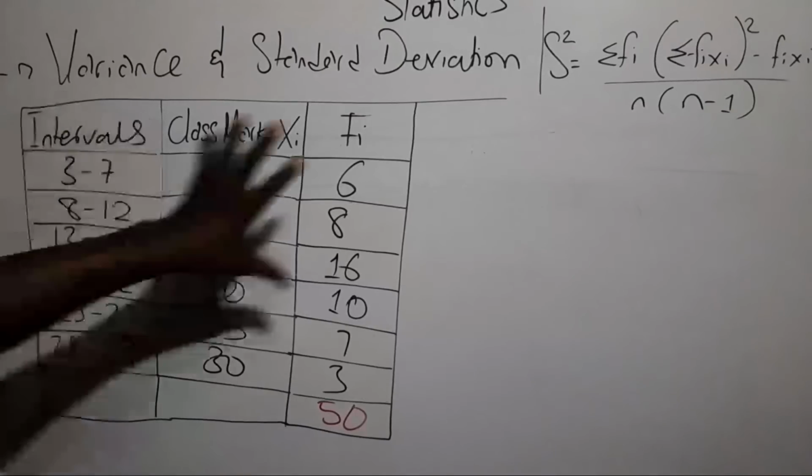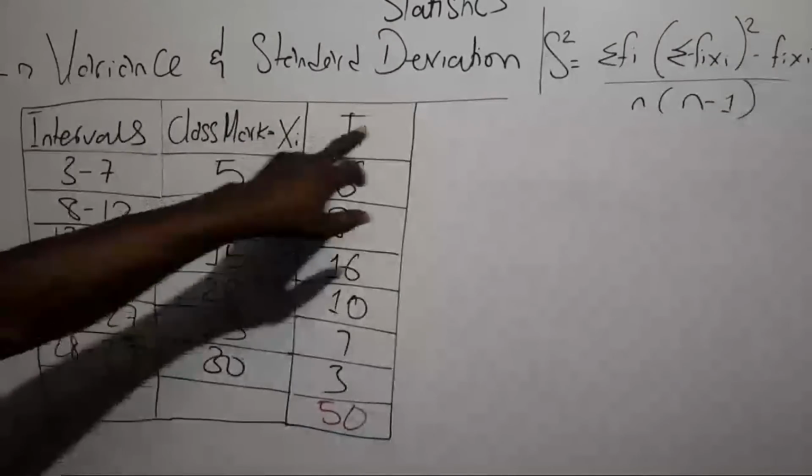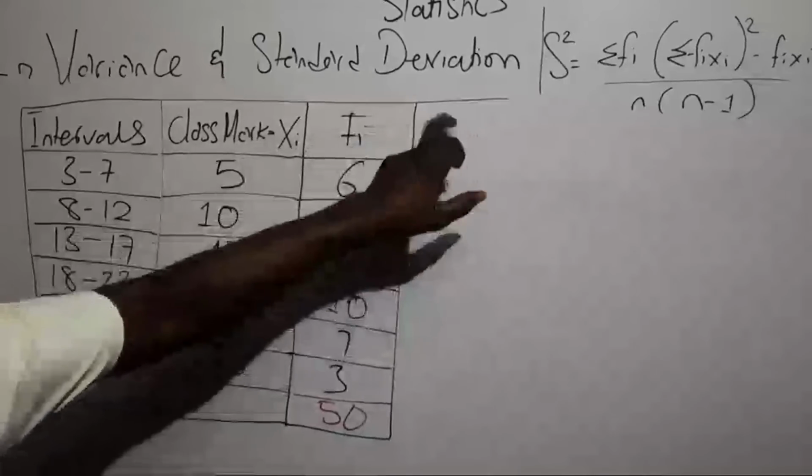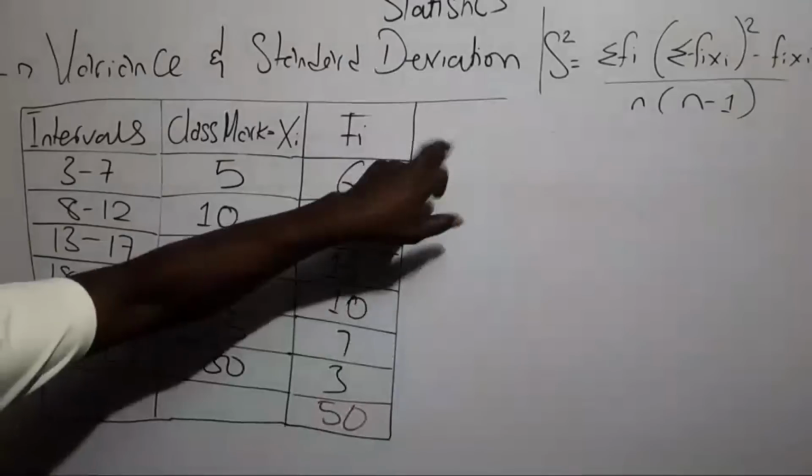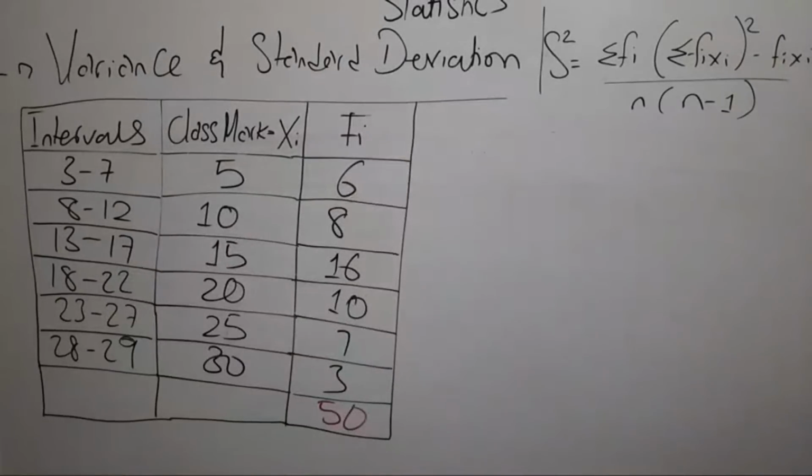We have on our table class interval, we have x, we have xi. Can anybody tell me the next thing we are supposed to have here? What is the next thing we are supposed to have?